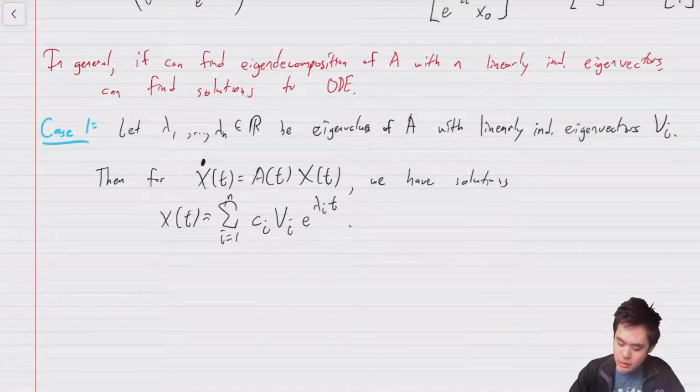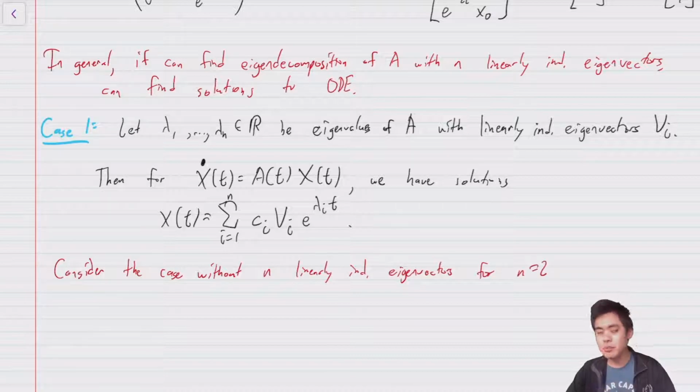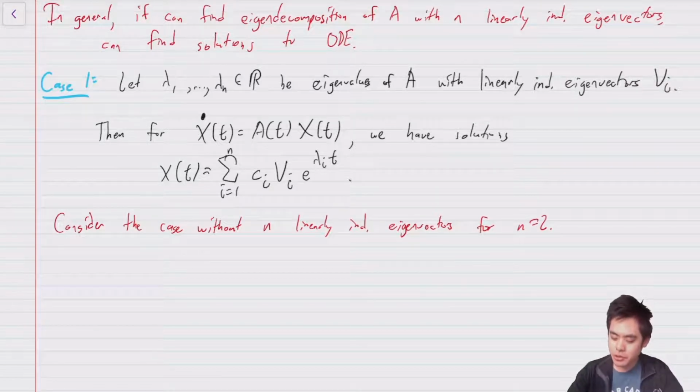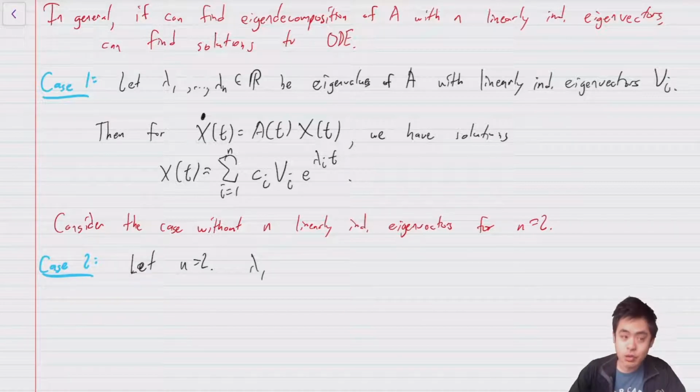Okay, and now consider the case without n linearly independent eigenvectors, for n equal to 2. And obviously in higher dimensions you get something similar, but since this is not an ODE class, we're not going to cover those in detail, and hopefully you recall those from your ODE class. But case 2, we're going to let n be equal to 2, and let's say that the two eigenvalues are the same, lambda 1 equals lambda 2 equals lambda, but only one eigenvector.